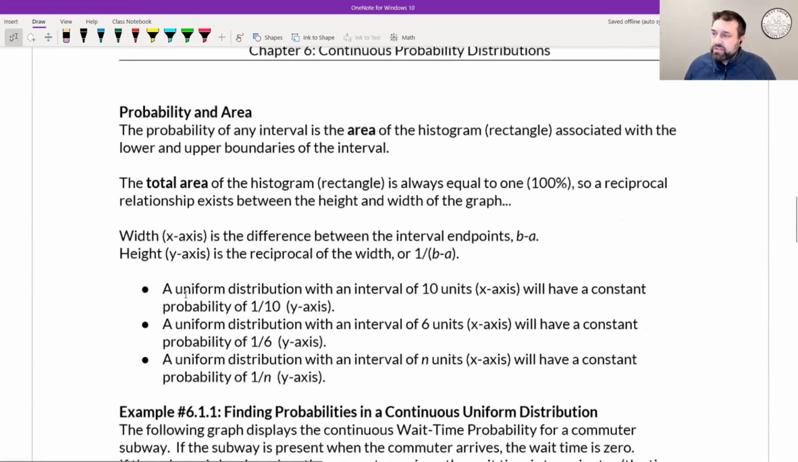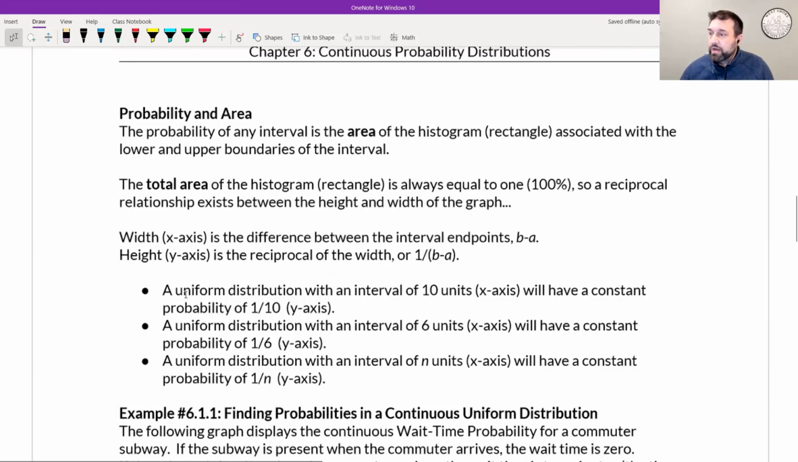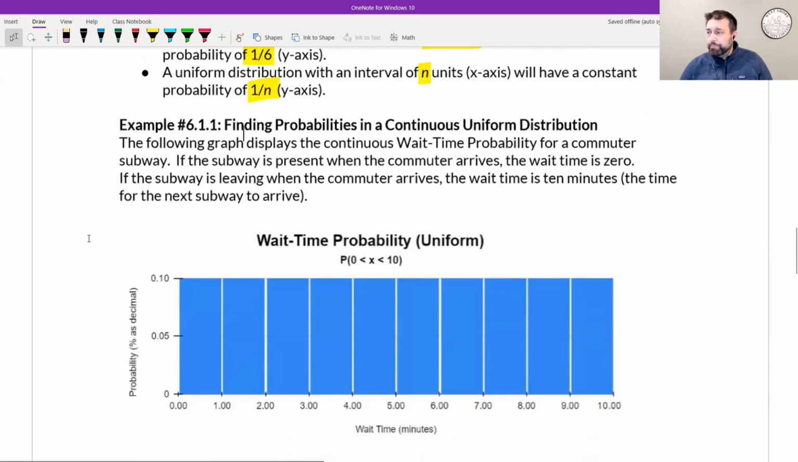And here is basically a summary of what we just talked about. The total area of the histogram is 100%, or 1. And there is a relationship that exists between the base and the height of the rectangle. If you have an interval of 10 units, the probability of the height is 1 over 10. If it's 6 units, it's 1 over 6. If it's n units wide, then that means it's 1 over n units tall. Okay, so we apply this.